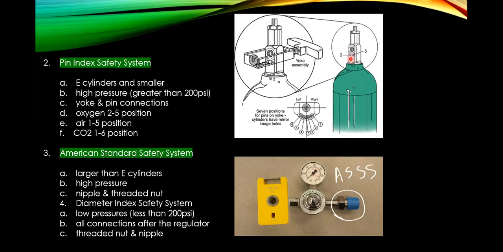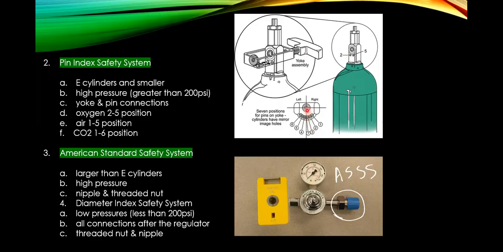So the pin index safety system is for E cylinders and smaller. I call them the little pissants, right? P-I-S-S, little pissant tanks, all right? Those are the ones for the E cylinder and smaller, little bitty pissants, okay? P-I-S-S, all right? The pin index safety system, the PISS, is what you're going to see it written as. Look at the pin positions.